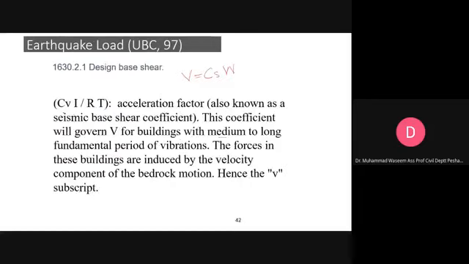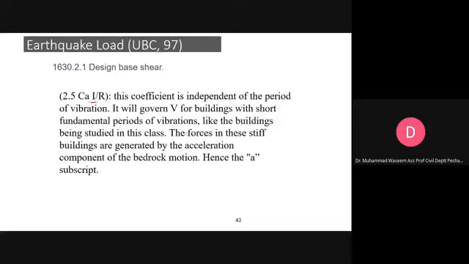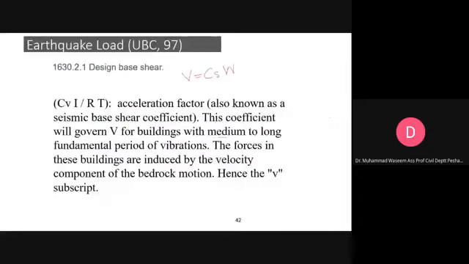Similarly, this is called the acceleration factor. This coefficient will govern the building with medium to long period. These are some of the certain things from the code. So this is just an explanation of these base shear formulas, the different factors which have been used in the base shear. What is this factor? This is a lower bound. So you can go to these slides and look at them. What is the lower bound? What is the upper bound in zone 1, 2A, 2B, 3?